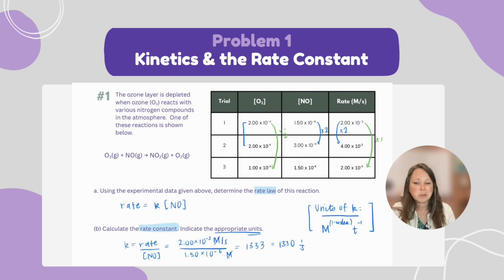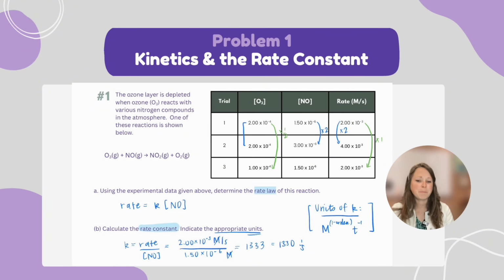So what we are doing here is looking at trials 1 and 2, where O3 is held constant and NO changes. When the concentration of NO doubles, the rate also doubles. So that indicates first order kinetics. When I look at O3, if I look at trials 1 and 3, then NO is held constant. When the concentration of O3 is cut in half, there's no impact to the rate. So what that means is that it is 0th order with respect to ozone, O3. And that means it's not going to be included in the rate law because it doesn't actually influence the rate of production of products. So our rate law is going to be rate is equal to K times the concentration of NO.